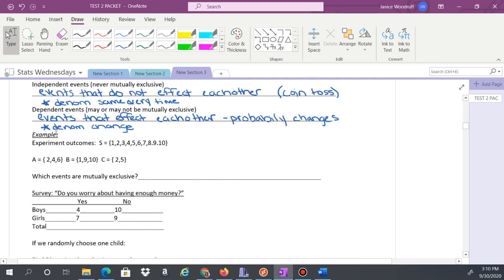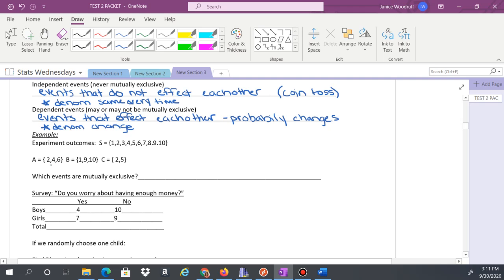So the way this is given to you is the first pull for each set of experiments. I got a 2, a 1, and then a 2. And the second pull, and then the third pull is kind of the way it's given. So let's look at this. Which events are mutually exclusive? What you're doing is this: can these happen at the same time?